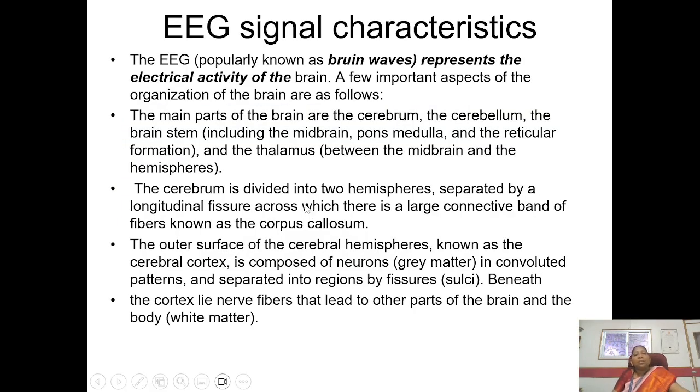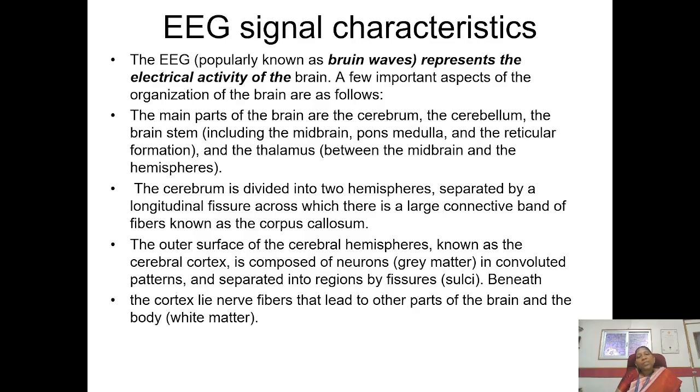And the next signal is the EEG signal. So EEG, we call it brain waves, represents the electrical activity of the brain. The main parts of the brain are the cerebrum, cerebellum, and brainstem, which includes the pons, medulla oblongata, reticular formation, thalamus, etc. The cerebrum divides into two hemispheres, separated by a longitudinal fissure, with the corpus callosum connecting them.